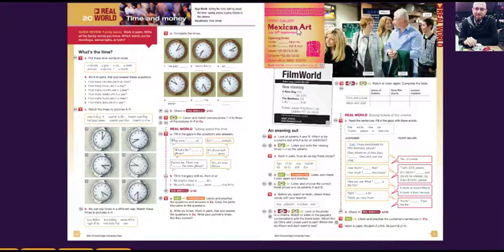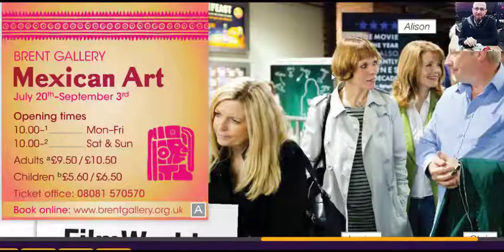Okay, guys. So next exercise, let's look at this advert here. So Brent Gallery. Brent is the name of the gallery, and Mexican art. Things from Mexico, photos and these things. Here we have July 20th, September 3rd, opening times. Monday and Friday in the week, and Saturday, Sunday at the weekend. So opening times, Monday and Friday from 10 to, we don't have time here. And Saturday, Sunday from 10 to, we don't have time.